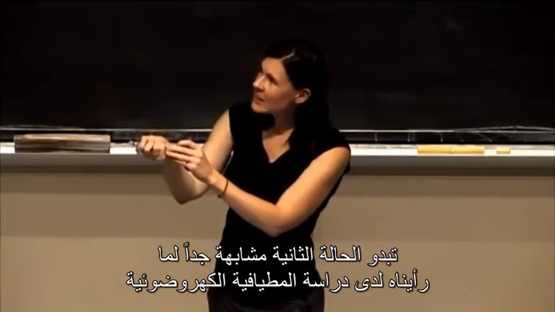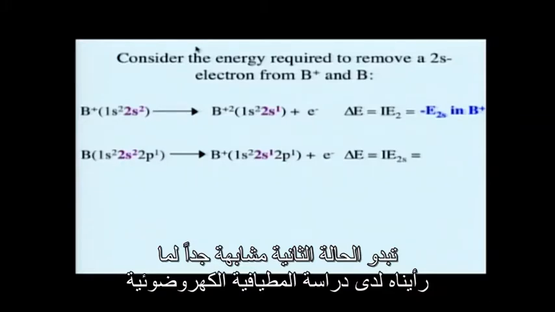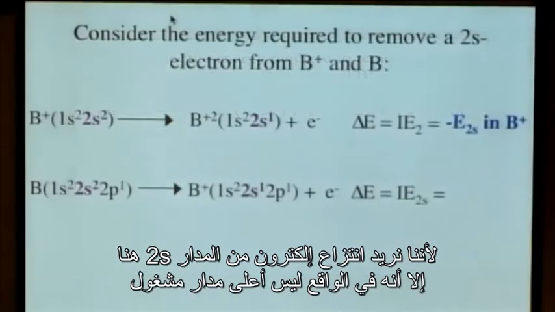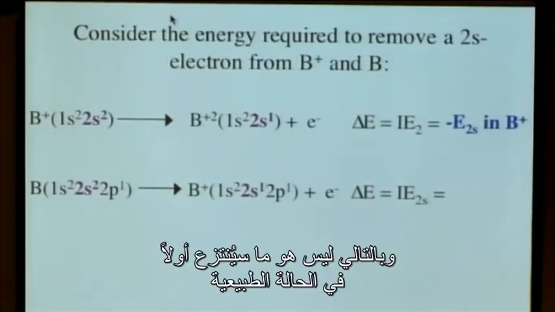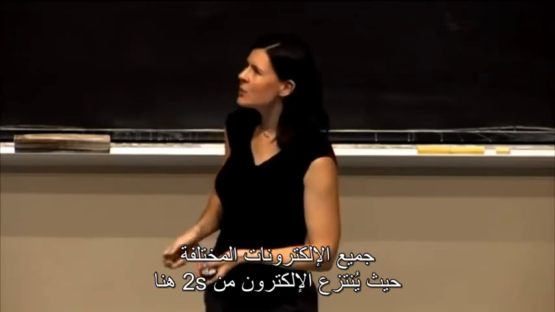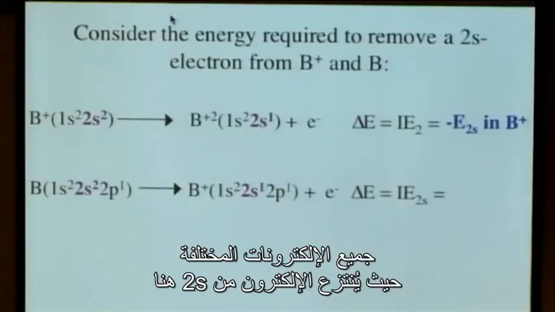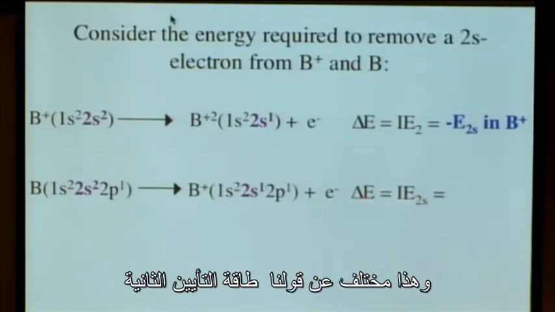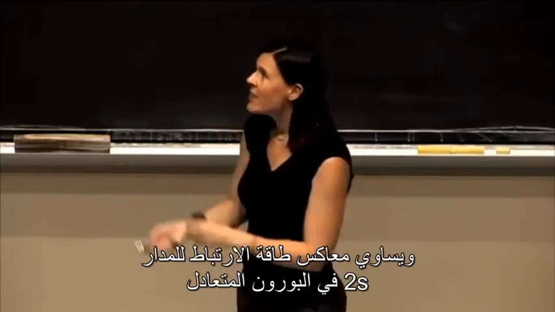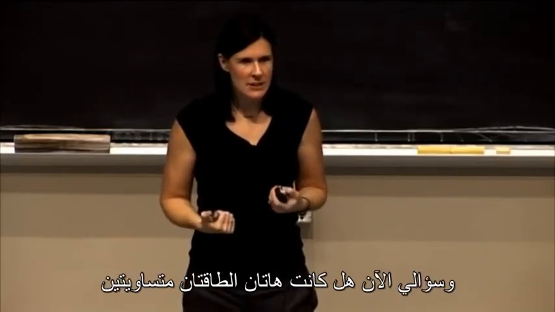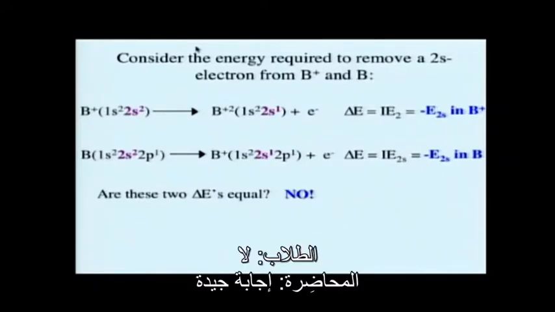The second case looks a lot more like what we saw when we were talking about photoelectron spectroscopy, because here we want to remove a 2s electron, but it's not the highest occupied orbital. So that's not the one that would naturally come out first, but let's say we're hitting it with high energy light sufficient to knock out all the different electrons, and one that we end up knocking out is this 2s. We call that delta energy the ionization energy of the 2s. That's different from saying second ionization energy, and it's going to be equal to the negative of the binding energy of 2s in neutral boron. So my question to you is, are these two energies equal? No. All right, good answer.